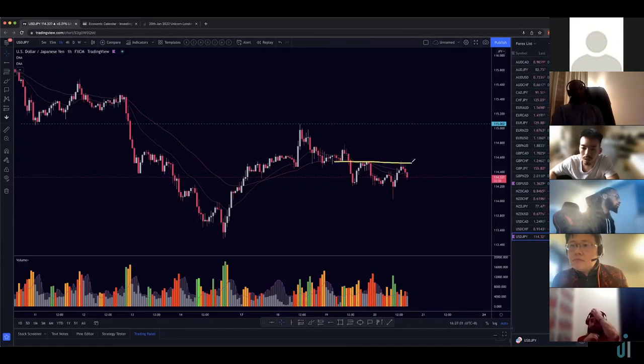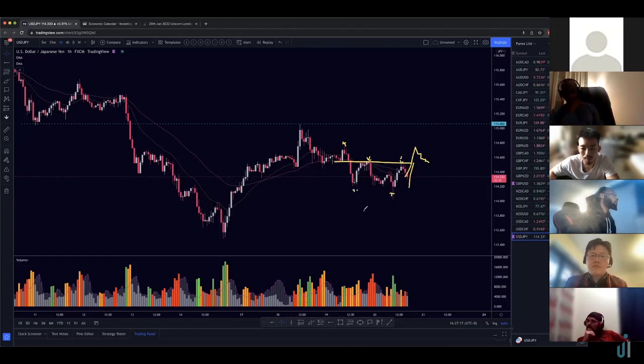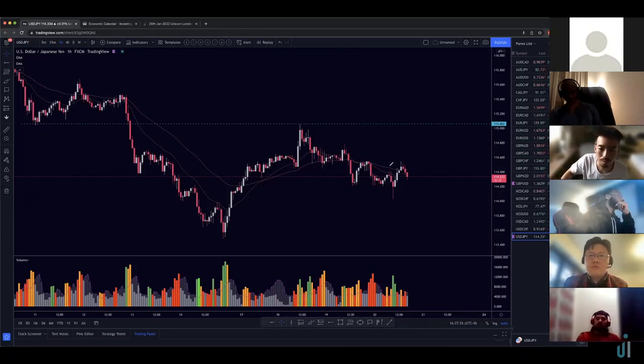Not necessarily we have to get above it. As long as we break this range, it should be decent enough because it's also a range forming. So this is something interesting to watch out for.